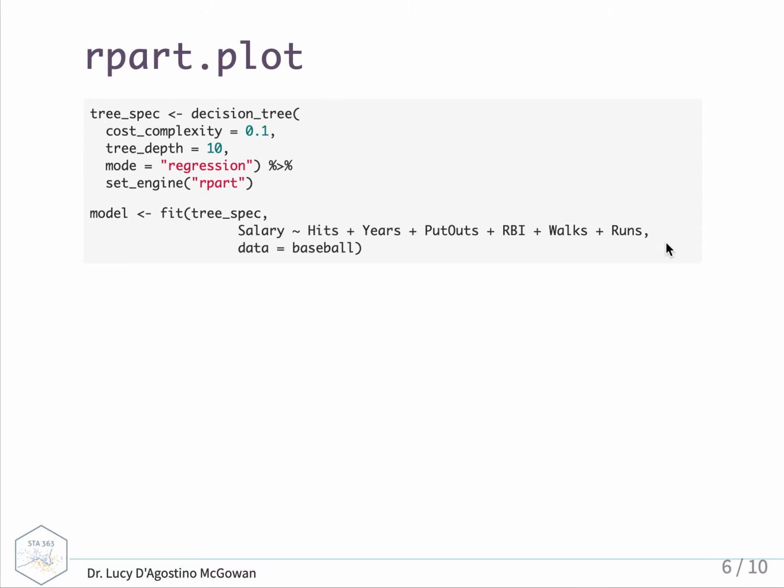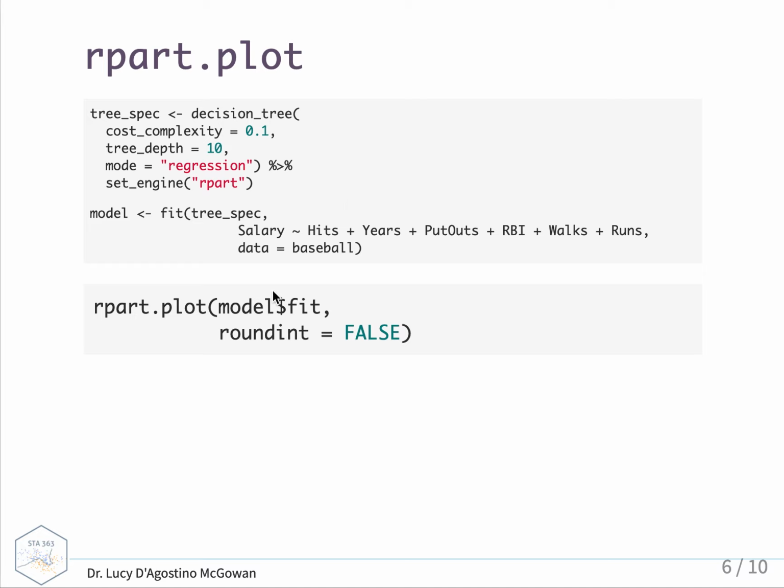And this is how this is going to work in the context of decision trees. So for example, here I have fit a decision tree with a cost complexity of 0.1, a tree depth of 10. This is a regression tree, so the mode is equal to regression, and I've set the engine as rpart. So this is the specification, and then to fit this tree, I use that specification, and then I write out my model. In this case, I'm using that same baseball data as last time, and I'm fitting a model to predict the salary based on a bunch of different variables here.